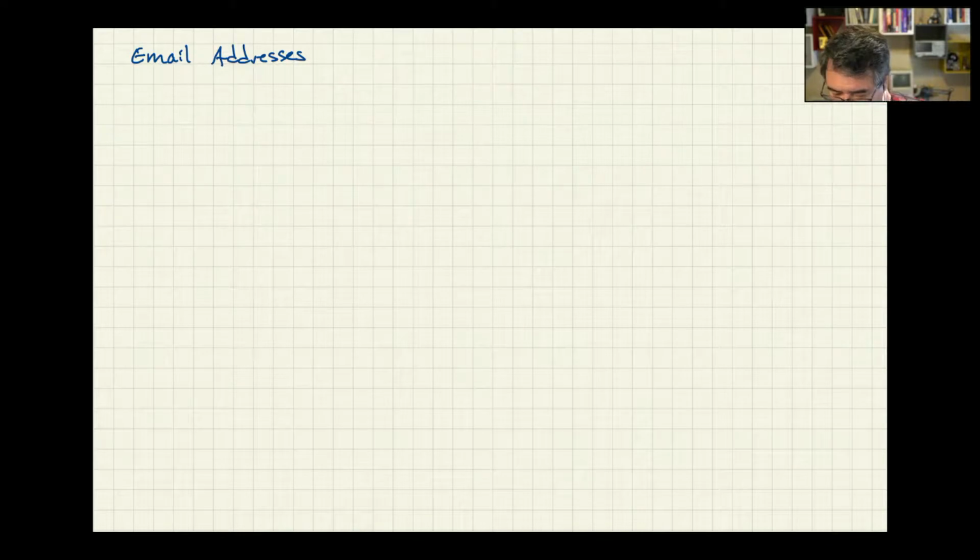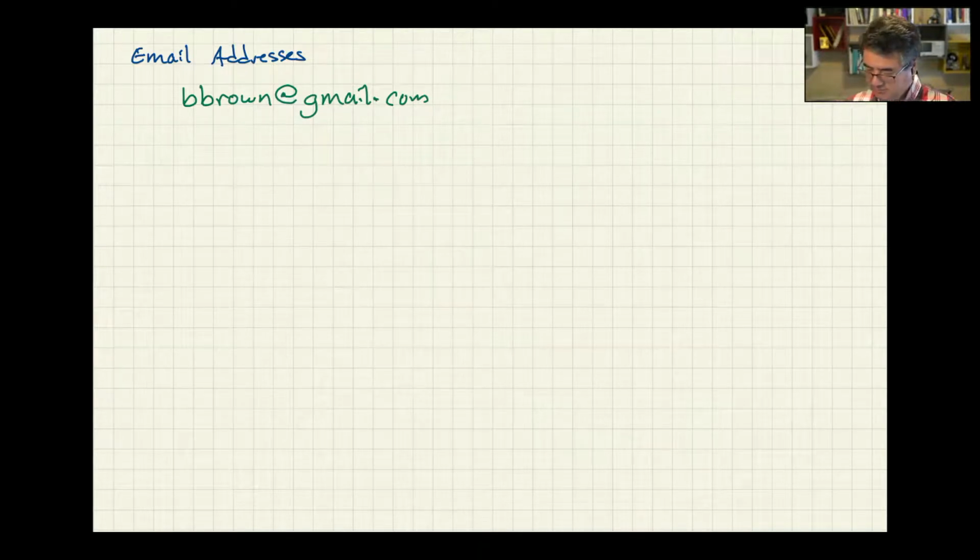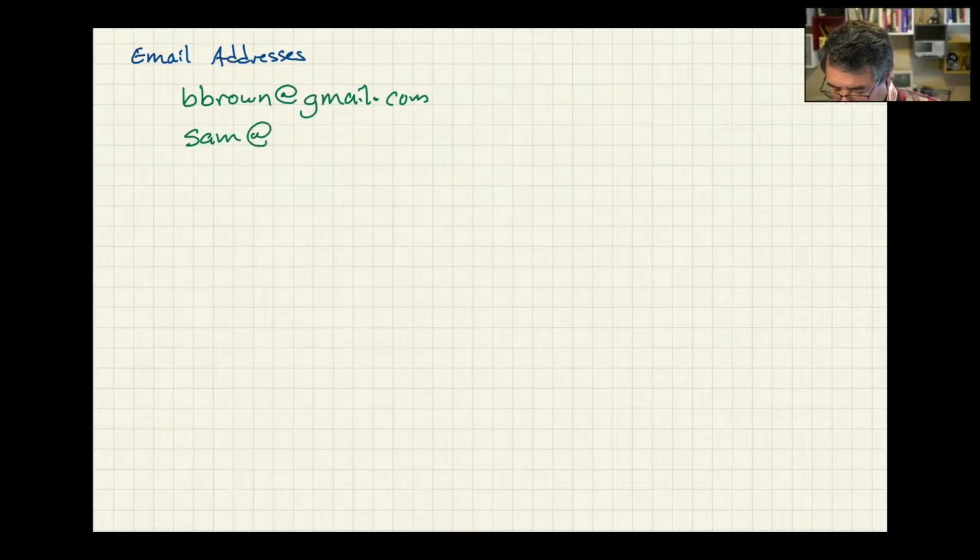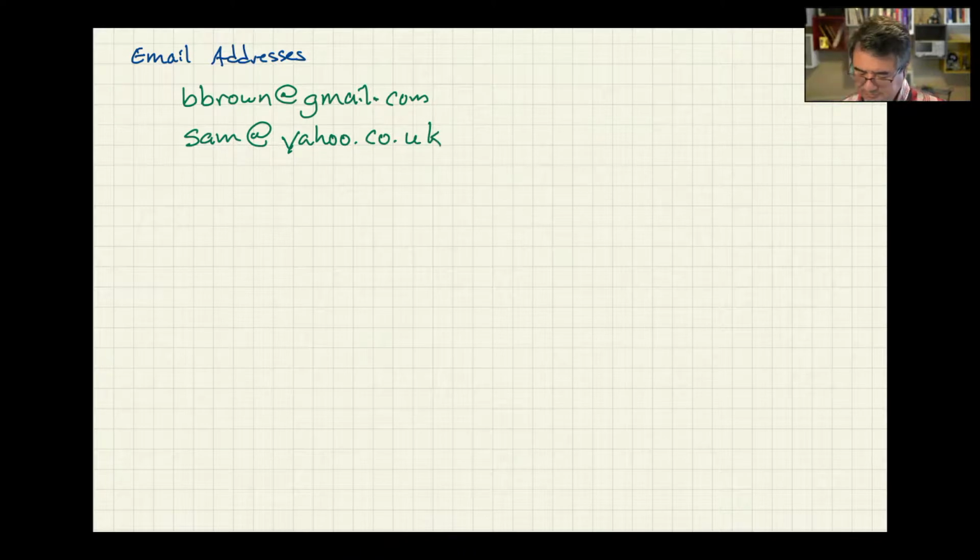So an example email address would be like bbrown@gmail.com. That's not my actual email address. That would be one. Or we could do sam@yahoo.co.uk. So the username portion goes in front of the @ sign, and the host name portion goes after the @ sign, and can consist of letters, numbers, dashes, and dots.